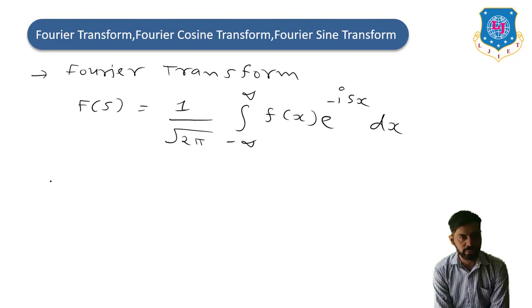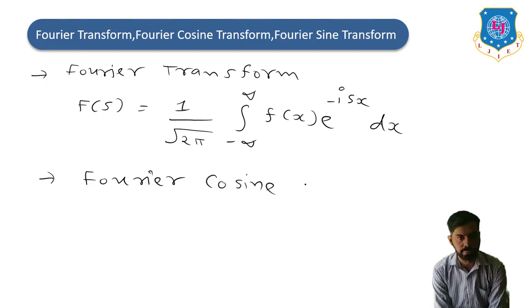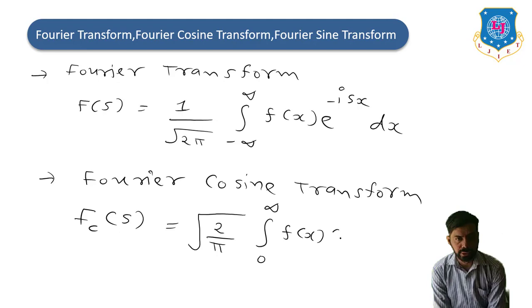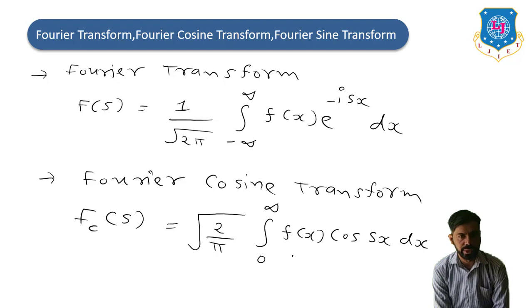Now, what is Fourier cosine transform? The Fourier cosine transform of function f of x is given by square root of 2 divided by pi, integration 0 to infinite, f of x into cos sx dx. So using this formula we can find out the Fourier cosine transform of function f of x.